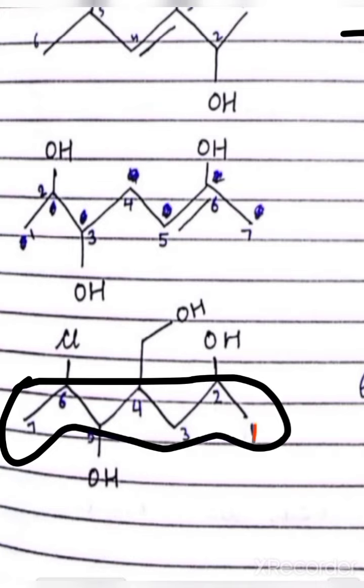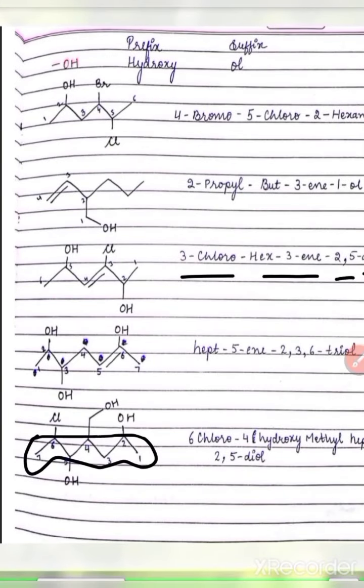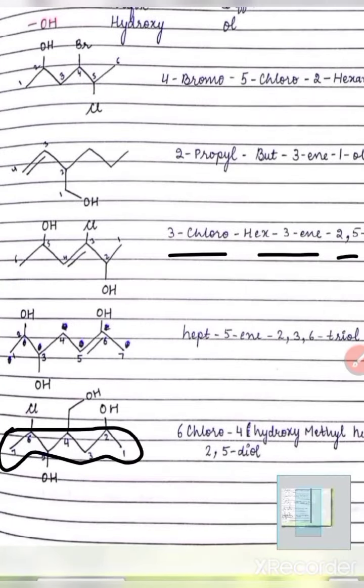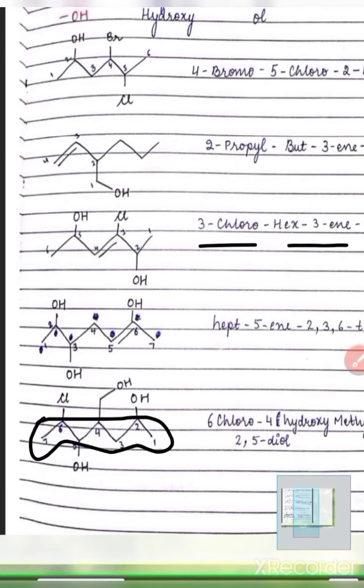So here it is first, second, third. At fourth position, this group is known as hydroxymethyl. I've given this in the substituent table. So the numbering will be, at sixth position we have the chloro group, then 4-hydroxymethyl, hept-2,5-diol.